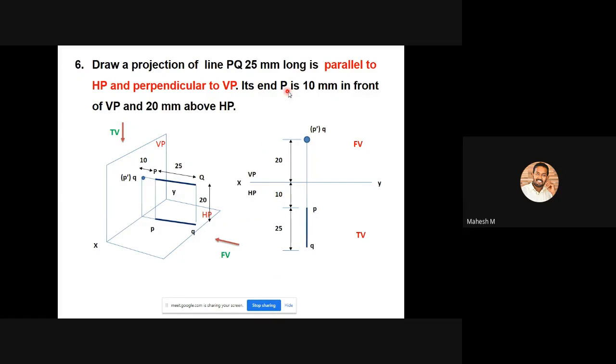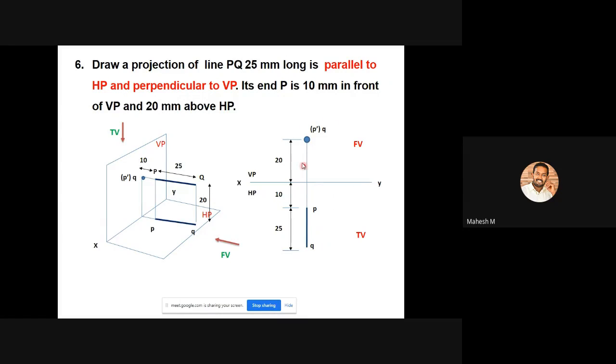So you have to mark this P, that is 10 mm in front of VP. That means from the reference line, you have to mark the point called P. That should be below the reference line. So from the reference line, you pick a point 10 mm below, and the name of this point is P. Because this one is our top view, so you can directly name it as P. Here, all the notations you mark are small letters.